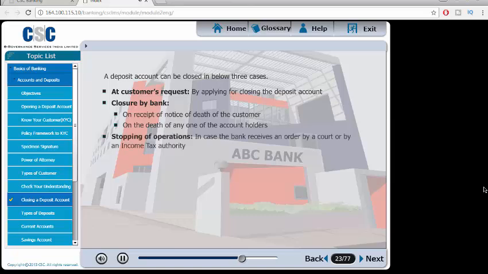Stopping of operations. A bank stops operations in an account in case the bank receives an order by a court or by an income tax authority, until the order is lifted in writing by the court or income tax department, as per the case.